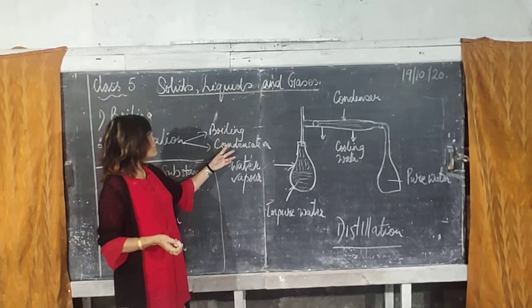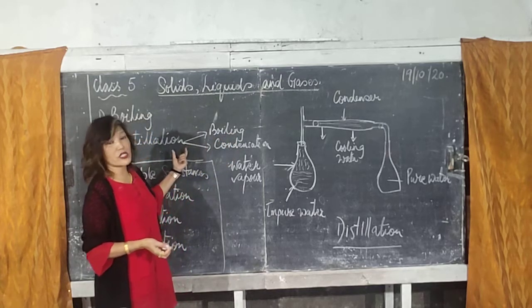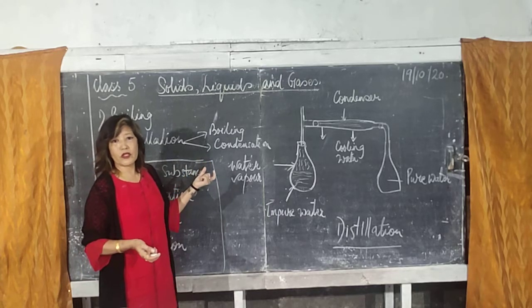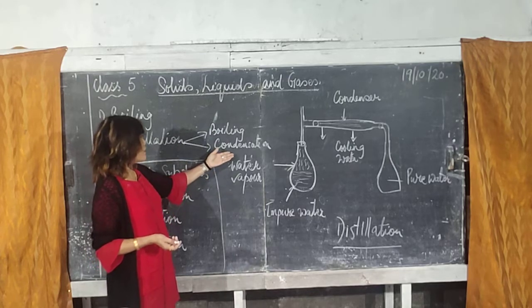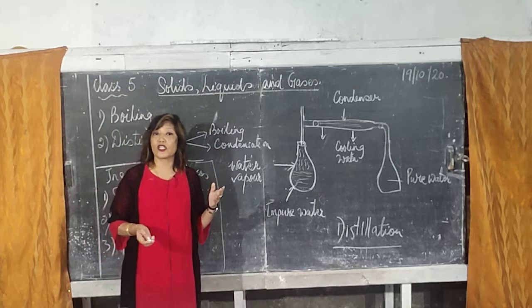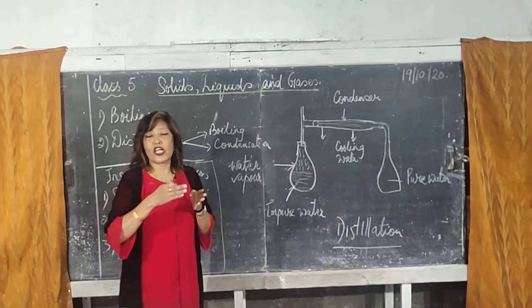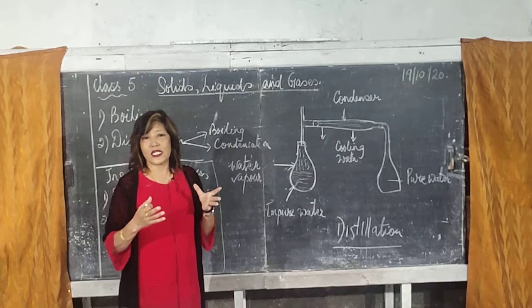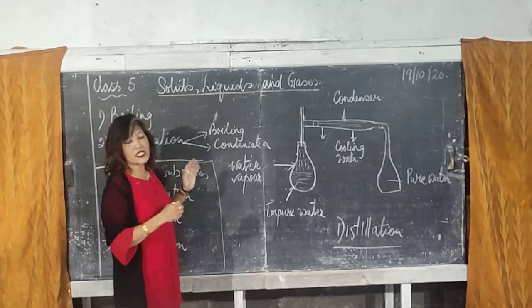So these are the two methods which you have to do in the process of distillation when you have to separate soluble substances. You know what is boiling, and what is condensation. Condensation is the process where the water vapor will change back into liquid state. That is called condensation. Okay, so let's see the process of distillation.